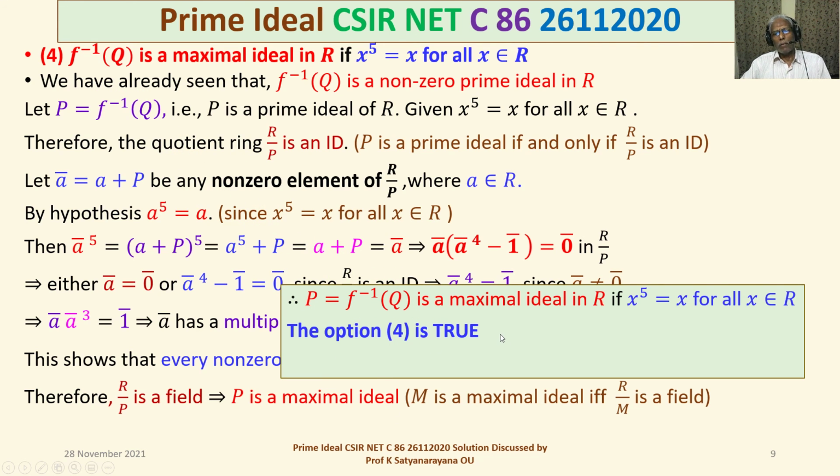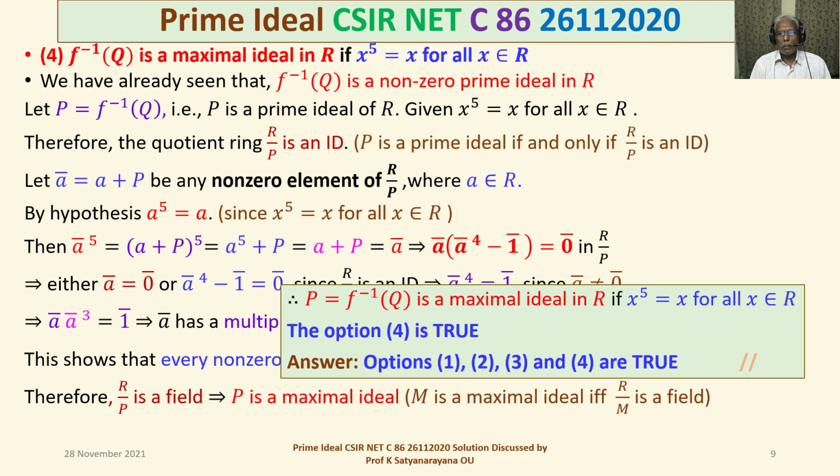So in all, our final answer is that all the options, option 1, 2, 3, 4, are all true. That is our final answer, and that is the discussion of the problem on prime ideals and maximal ideals.